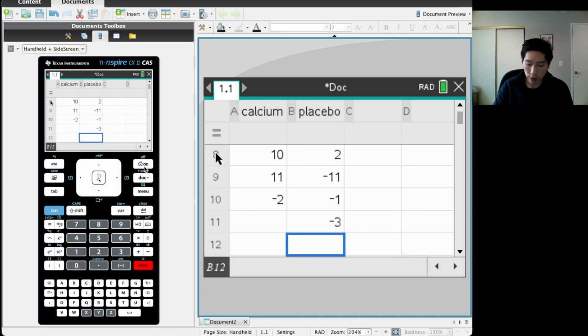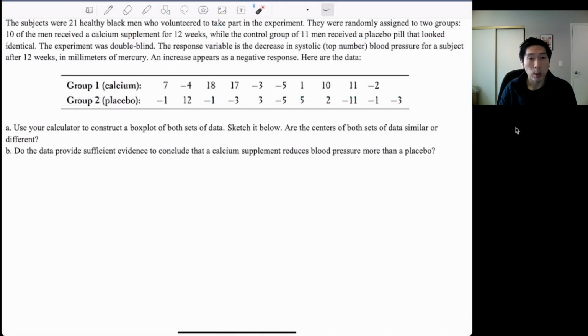Notice that they were 2 different sample sizes, and it's reflected in our spreadsheet as well. So in this problem, we want to see if the calcium supplement reduced blood pressure more than a placebo. And here's our calcium group right here. Let's call this group 1, and the other one's group 2. We want to see if the mean reduction in blood pressure for group 1 is greater than the placebo group.